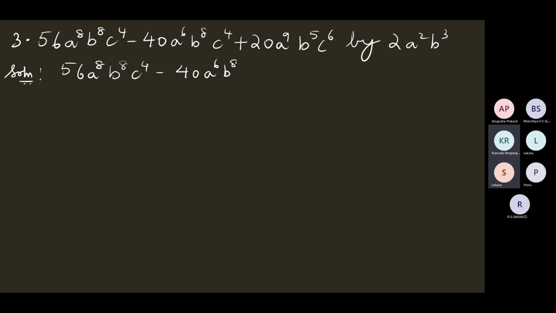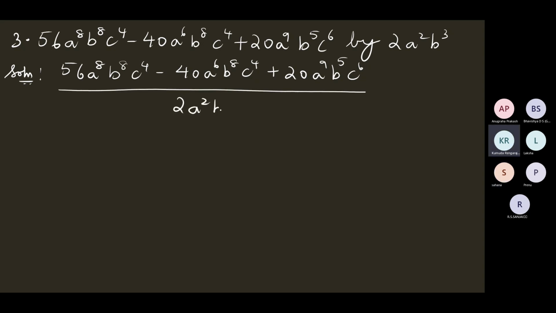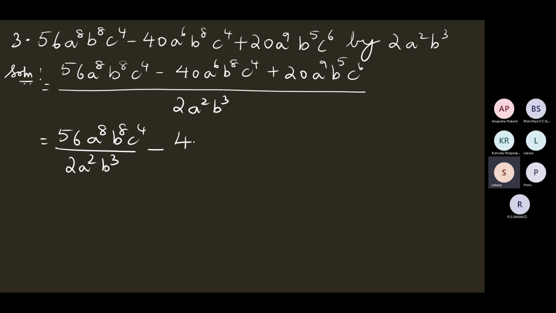20 by 2a square b cube. Okay, next step. 56 a power 8, b power 8, c power 4 by 2a square b cube. Very good. Next. Minus 40 a power 6, b power 8, c power 4 divided by 2 a square b cube.